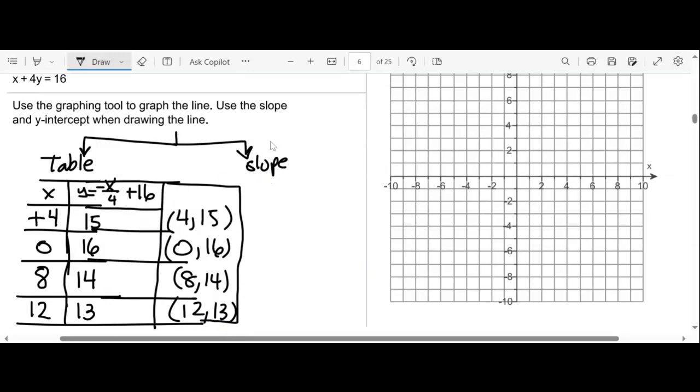Second method is to use a slope. So what is the slope here? The slope is how much? Negative 1 over 4, correct? And what is the point? 0 and 16. It's difficult to do with the slope on the graph here because I don't have quarters. But I can use other methods. 0 and 16. Where is 0 and 16?